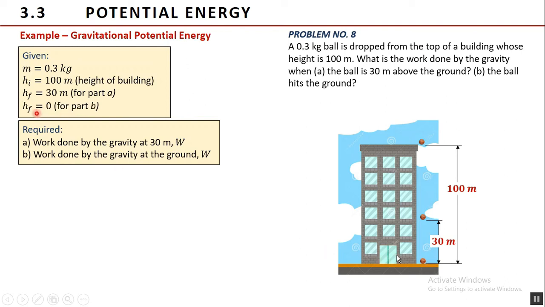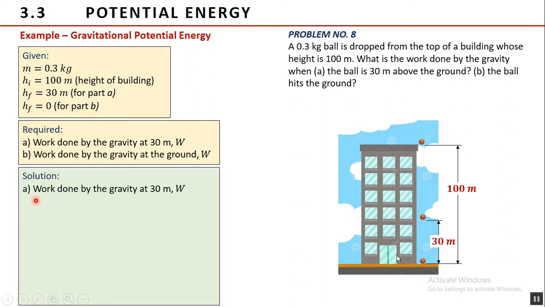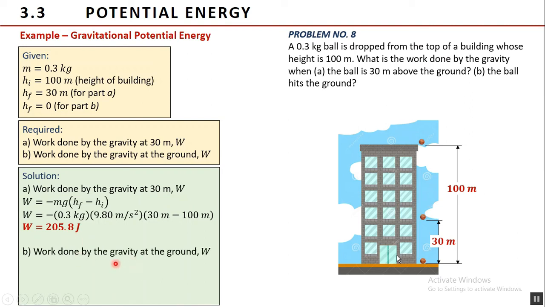Now for letter A. We will use the formula, work done by gravity, W, which is equal to the negative of the change in potential energy of the ball, or that is negative of mass m, times gravitational acceleration g, multiplied by the change in height, h sub f minus h sub i. Substituting the values, we have negative 0.3, times 9.8, times the quantity 30 minus 100. So the work done by gravity on the ball, from the top of the building to 30 meters high, is 205.8 joules.